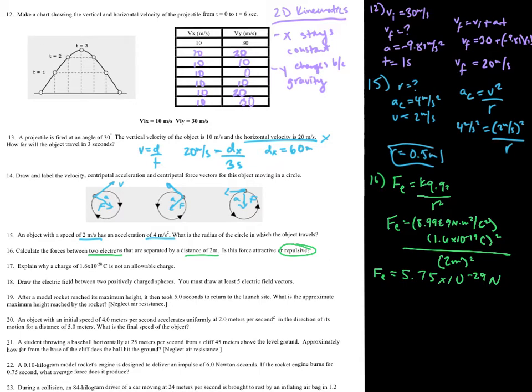We have to explain why a charge of 1.6 times 10 to the negative 20 coulombs is not an allowable charge. So for number 17, you should keep in mind the elementary charge is the smallest possible charge, and this is the value of it, 10 to the negative 19 coulombs. 10 to the negative 20 is smaller. So this here is smaller than the elementary charge.